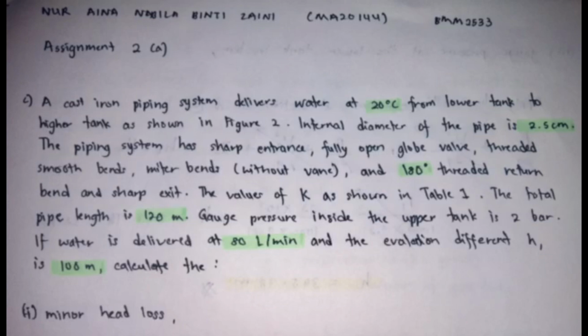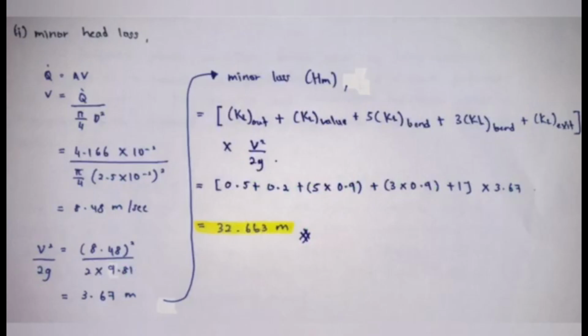The total pipe length is 120 meter. The gauge pressure inside the upper tank is 2 bar. If water is delivered at 18 per min and the elevation difference H is 100, calculate the minor head loss. So this is the answer for the minor head loss.